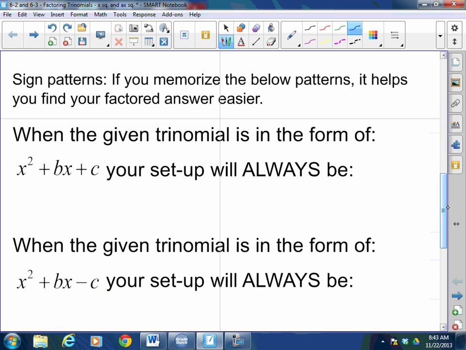But these are sign patterns. If you memorize the below patterns, it helps you find the factored answer easier. If you know how to multiply, that's the easiest. But sometimes people will set up their setups with the given signs already to help them out. So for example, if I have x squared plus bx plus c, my setup is always going to be, there it is, x plus and x plus. Because when I have a positive and a positive, I'm going to have a positive and a positive given forever, for sure, 100%.